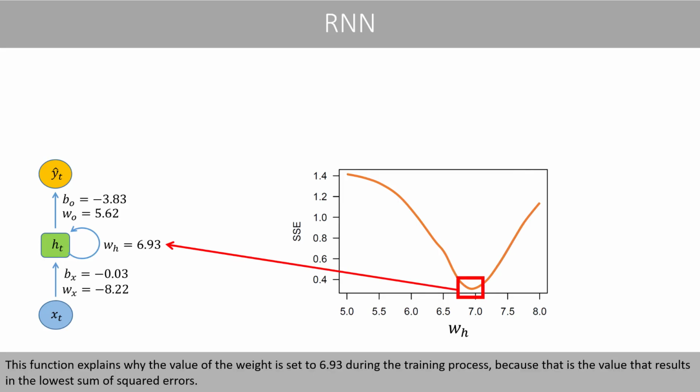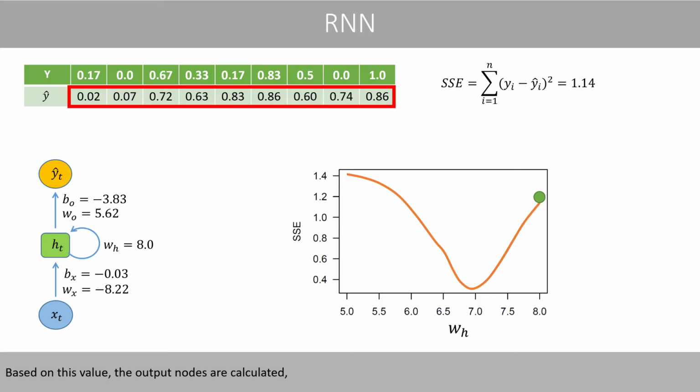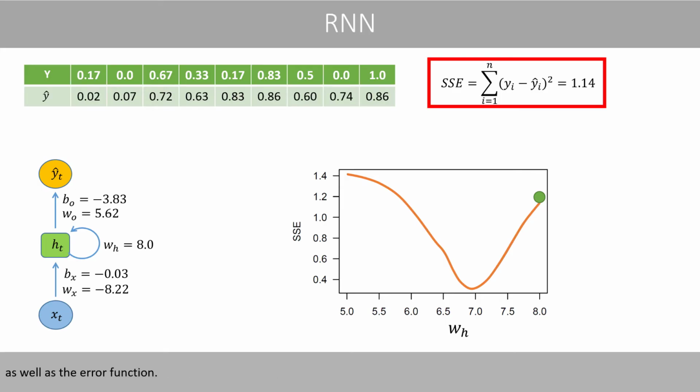This function explains why the value of the weight is set to 6.93 during the training process, because that is the value that results in the lowest sum of squared errors. To find the optimal value of the weight that results in the lowest possible sum of squared errors, the network is usually initialized by some random values of the weights. Suppose that the random value of this weight happened to be 8.0. Based on this value, the output nodes are calculated, as well as the error function.